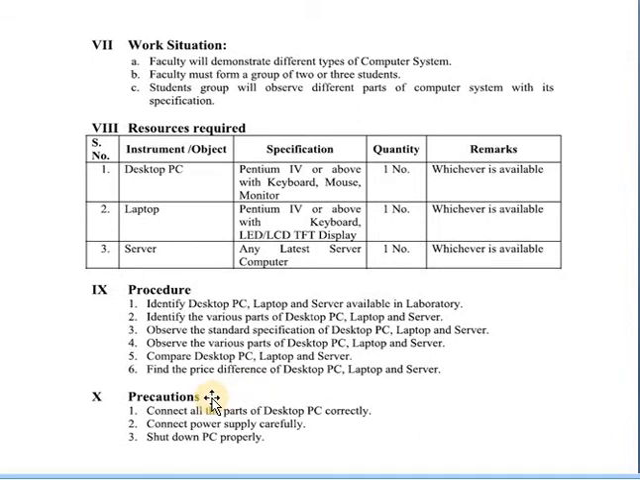Then the precautions we have to follow while doing this experiment, that is connect all parts of a desktop PC correctly. First of all, we connect all the parts of a desktop correctly. After that, connect the power supply carefully. When doing a practical, first of all, connect the power supply carefully, and shut down the PC properly. After completing this experiment, we must shut down the PC properly. Okay, these are the precautions.